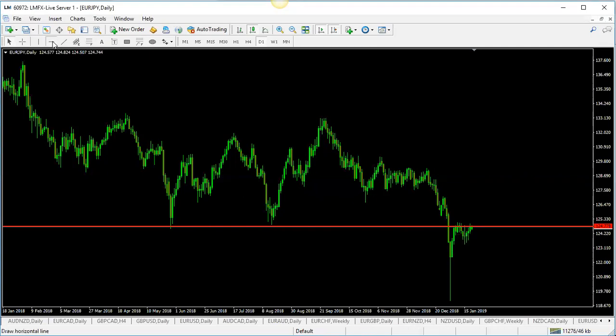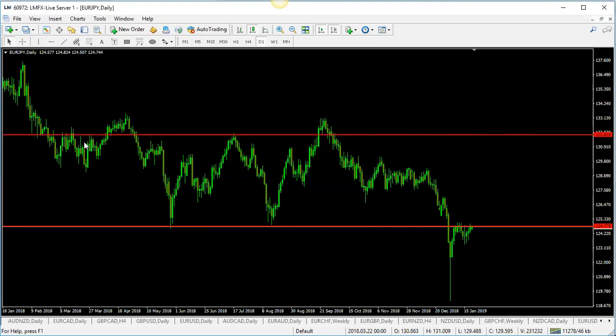Now resistance, the upper level, we're looking for the same thing: a zone that the market has come to two or more times and been rejected. So we can see one, two, support.